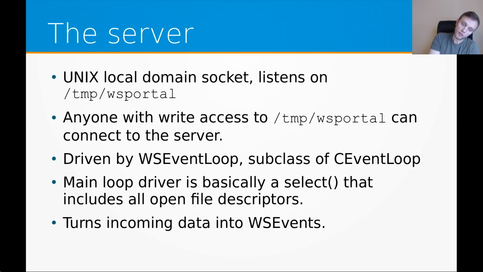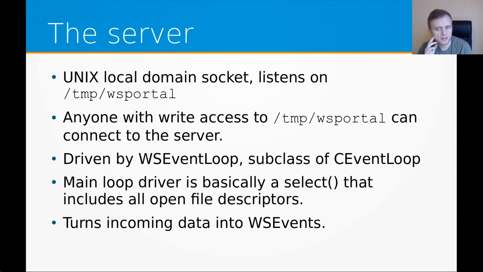Okay, now the server part of the Windows server is a socket server that listens for local domain socket connections on the /tmp/ws/portal file socket. I don't know what you call it. You connect through that file, and anyone with write access to /tmp/ws/portal can connect to the server. So if you wanted to, you could make a group of users that can all talk to the Windows server, even though it's running under a specific user account. And root can also connect to the Windows server and run graphical apps on anyone's Windows server.